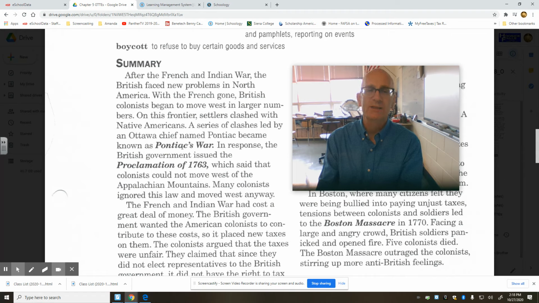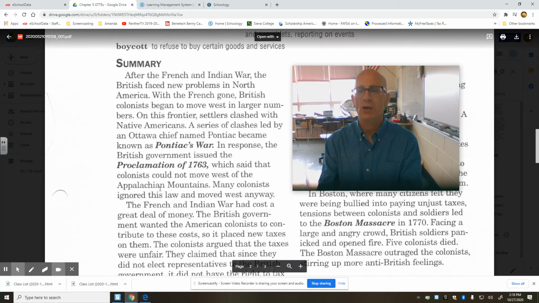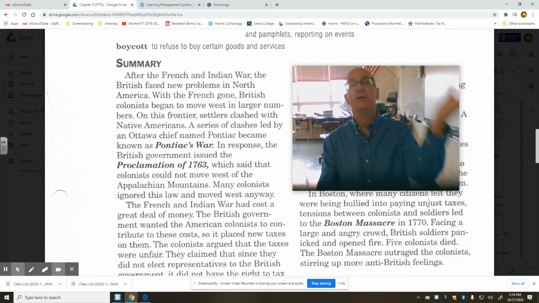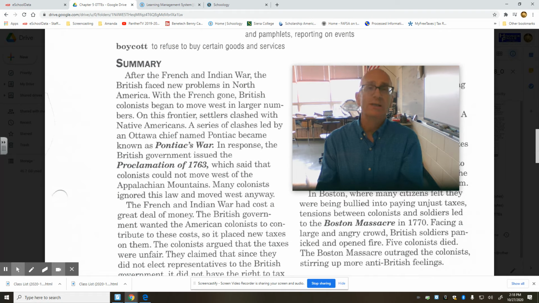And in response, the British government issued the Proclamation of 1763. It's another one of your vocab terms that's highlighted. The Proclamation of 1763 really said 2 things. It said colonists could not move west of the Appalachian Mountains, and it also said that if you were a colonist west of the Appalachian Mountains, you needed to go back east across the Appalachians and off of Native American lands. Many colonists ignored this law and moved west anyway.